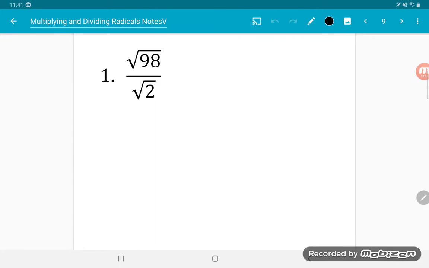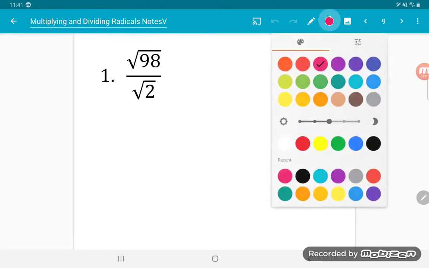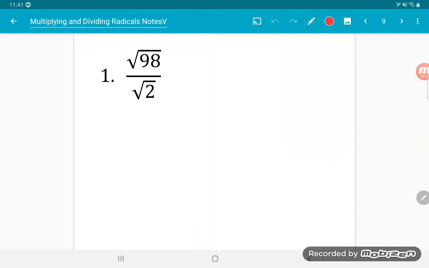Example 1 for dividing radicals. This is a really good problem. On the top you have a radical, on the bottom you have a radical. 98 is an even number and 98 is divisible by 2. It evenly divides. So if I take the radical of 98 and divide it by the radical of 2, I'm going to have the radical 49. When I take the square root of 49, your answer for number 1 is simply 7.